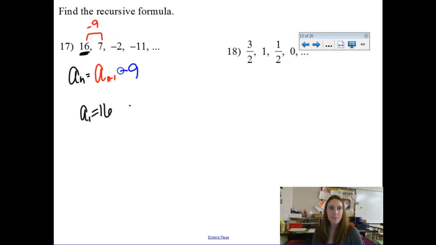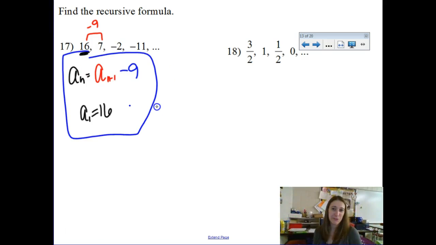Minus 9. So this right here is your entire recursive formula. I know it's annoying that you need 2 parts, but you do.